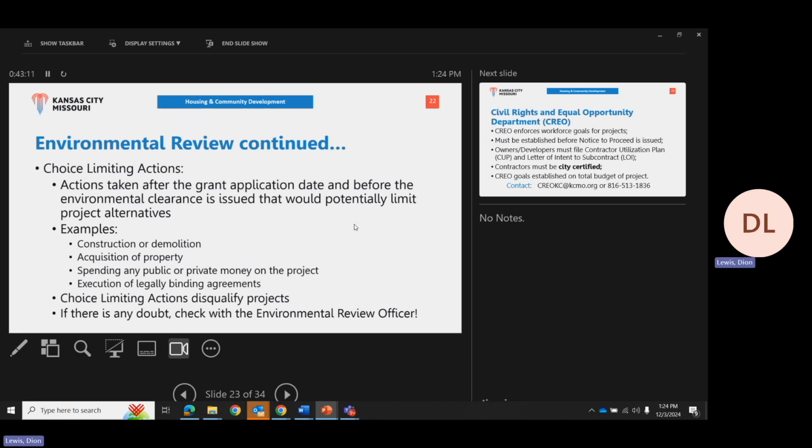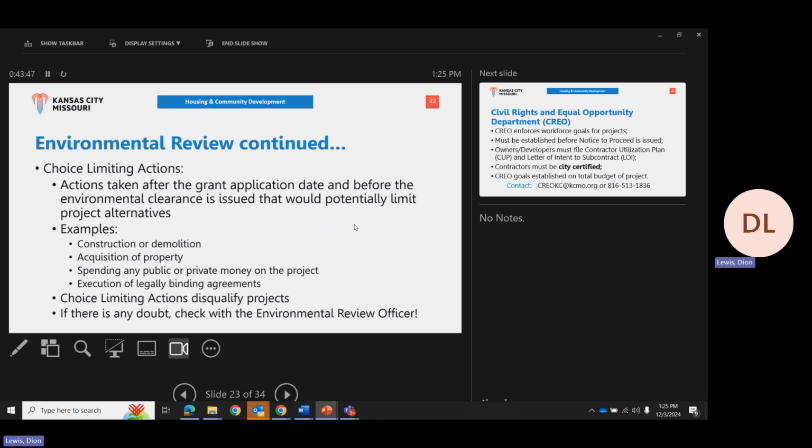Going back to what I said earlier about the choice limited action: action taken after the grant application date and before the environmental clearance is issued that will potentially limit project alternatives. It's a choice limited action. Examples: construction, demolition. Like, oh man, we're just going to do a little grading over here real quick, just kind of get a little head start. Pull your money. You must already have something lined up, because you aren't about to use the federal funds anymore. You just committed a choice limited action.